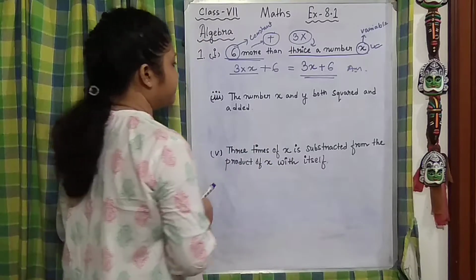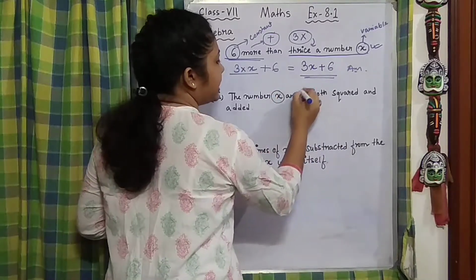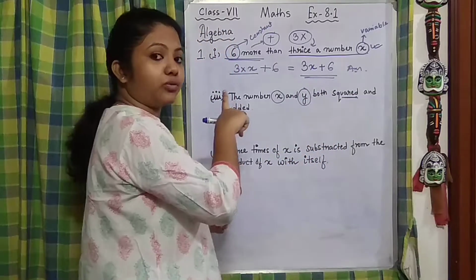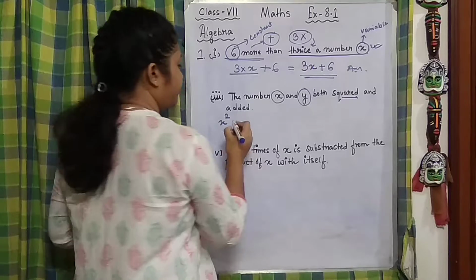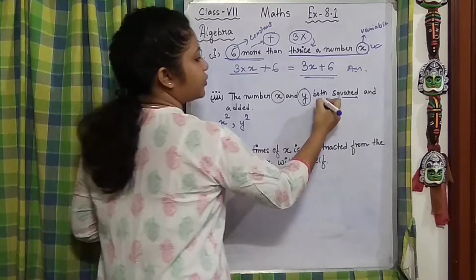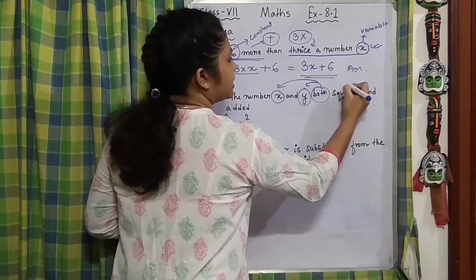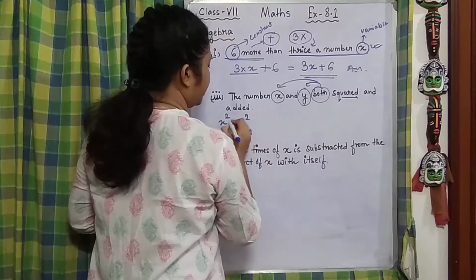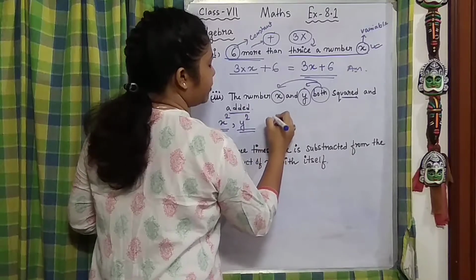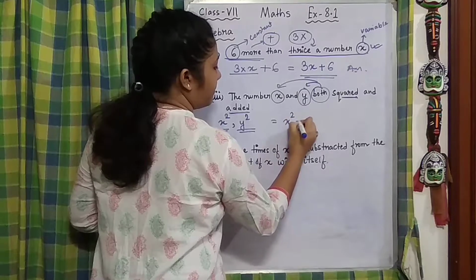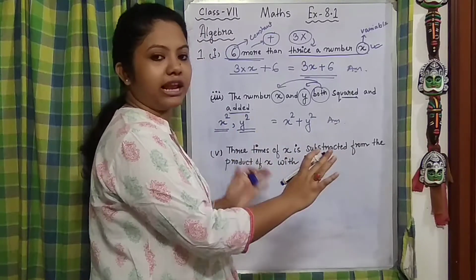Okay, so let's do number 3. The numbers x and y, both squared and added. So here the variables are x and y, both squared. Now we have learned in our last class how we square anything. Both are squared means x is squared, x to the power 2, and then y to the power 2. Both means x also, y also, right? So squared means anything to the power 2. So here we have squared it: x square, y square. Now they have said they are added. So ultimately the answer is going to be x square plus y square. Alright, so I don't think there are any complications here. The question and the language are pretty clear.